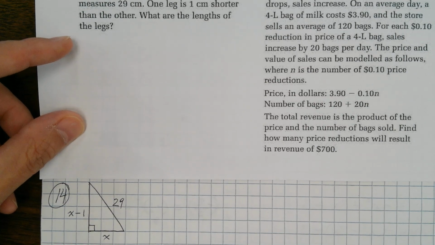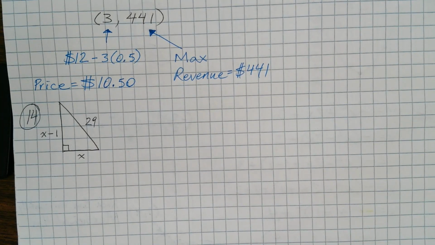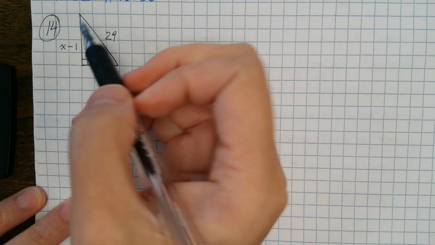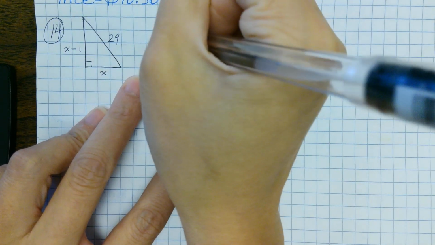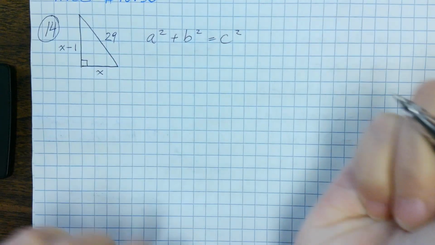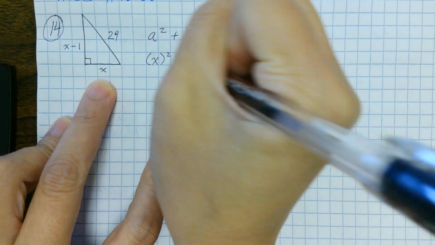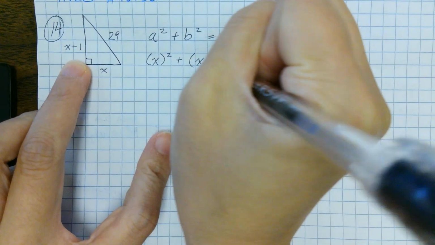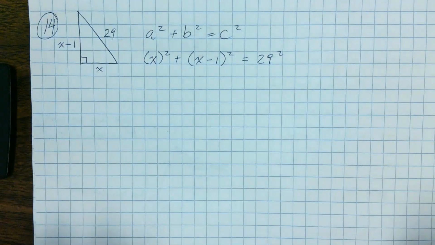Alright. So whenever you hear the words right angle triangle, hypotenuse, what comes to mind? Pythagorean theorem. That's exactly it. That's how you need to connect these three pieces of info right here. So a squared plus b squared equals c squared. Remember that? So x squared plus (x minus 1) squared equals 29 squared.